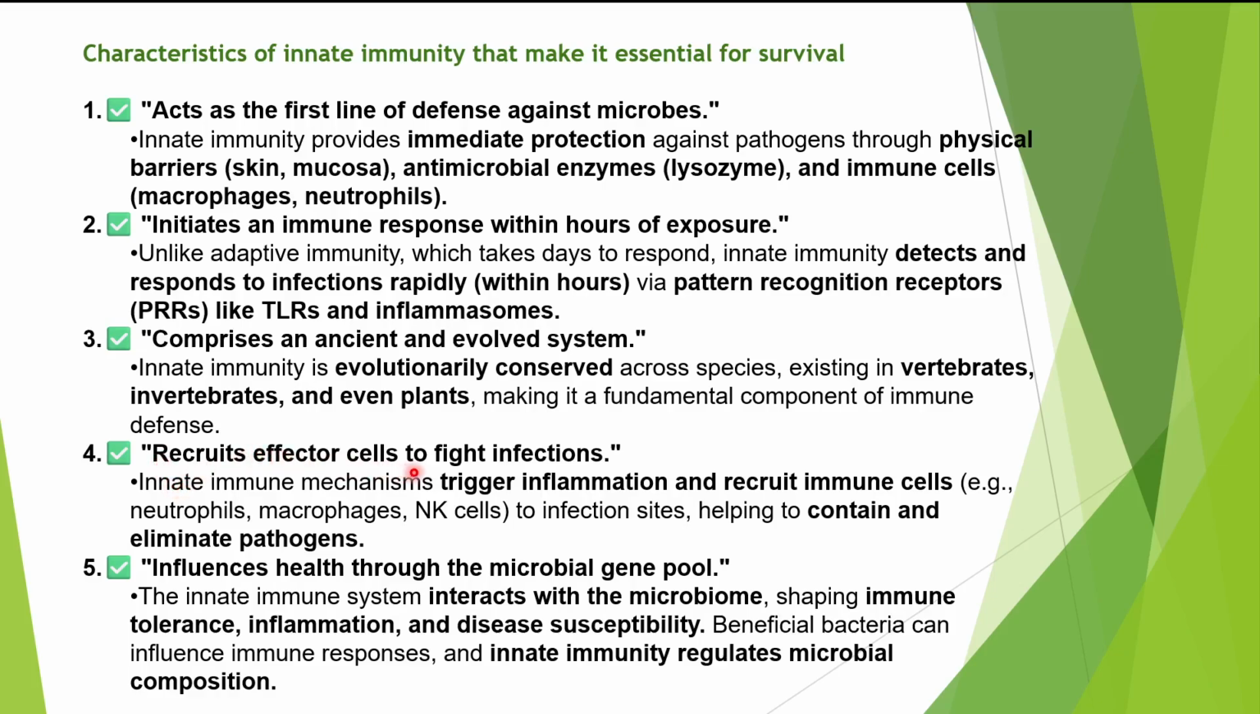Then it recruits effector cells to fight infections. The innate immune mechanism triggers inflammation and recruits immune cells, for example your neutrophils, macrophages, and NK cells, to the site of infection, and it helps to contain and eliminate the pathogen. Recruiting the effector cells to fight your infection is also an immediate response within hours. Your innate immunity triggers inflammation, that is, your pro inflammatory cytokines are released, and then your neutrophils, macrophages, and NK cells are recruited at the site of infection.